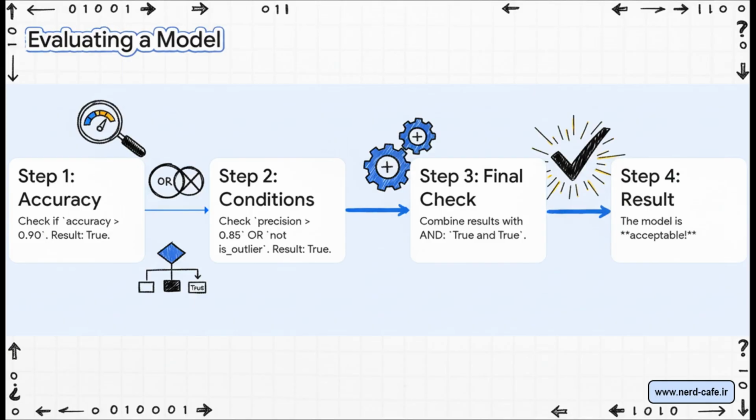First, the system checks if the accuracy is over 90%. Yep, it is, so that's true. Next, it looks inside those parentheses. It asks, is the precision over 85%, or is this data point not an outlier? Well, in this case, both are true, so that whole section is definitely true. So what are we left with? A final check, true and true. And the result of that is, of course, true. The model is good to go.